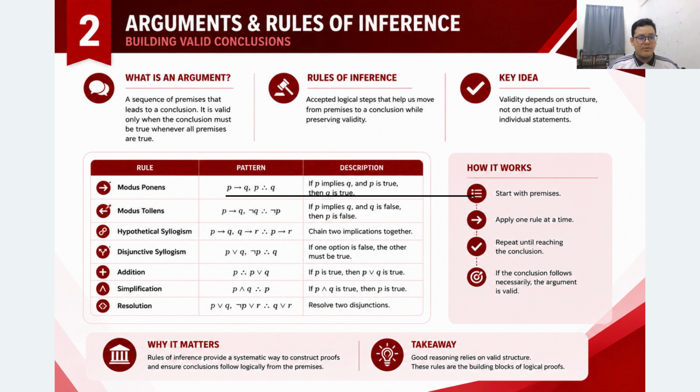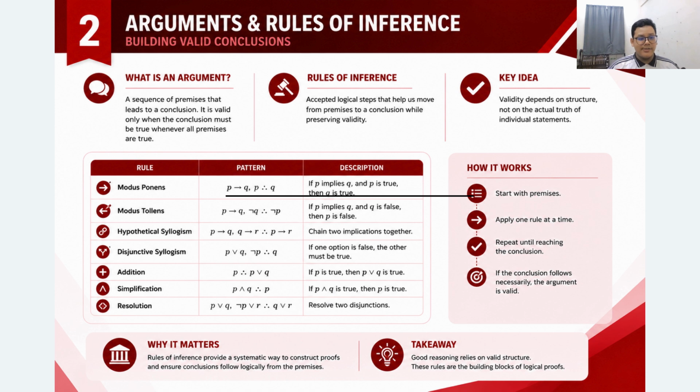Some common rules include modus ponens, modus tollens, hypothetical syllogism, and disjunctive syllogism. Each rule provides a structured way to derive new information from statements that are already known to be true. The key idea is that validity depends on the logical structure of the arguments, not on whether the individual statements are actually true in real life.